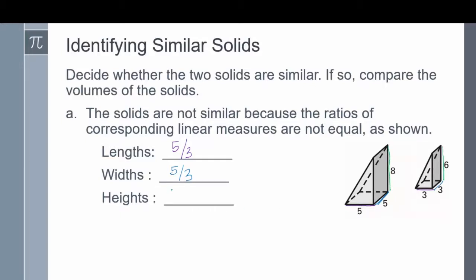So we can write the ratio as 8/6, which we can simplify by dividing both 8 and 6 by 2. If you divide 8 by 2, you get 4, and 6 by 2, you get 3. Notice that this ratio of the height is not the same as the ratio of the lengths and the widths, and so the solids are not similar.